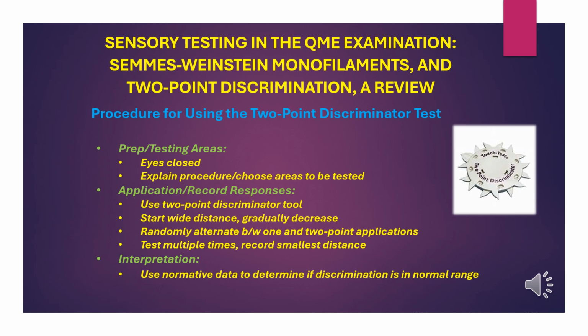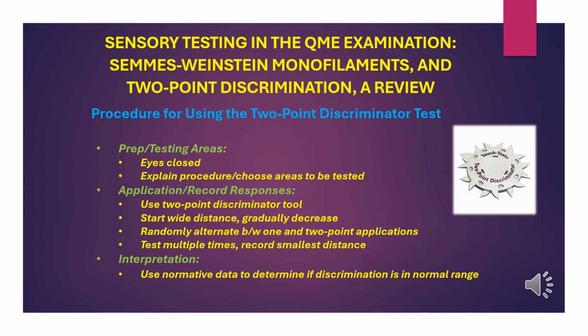Now I'd like to touch on the procedure for using the two-point discrimination test. First of all, in preparation and selection of the testing areas, you ensure that they're comfortable, they have their eyes closed, and they focus on the sensation. You also explain this procedure to them so they understand what to expect. You select the testing area by choosing the area on the body that you're going to test, if it's fingertips, palms, or other regions where the sensation needs to be evaluated. You ensure that the skin is clean, free of any barriers such as clothing or bandages.